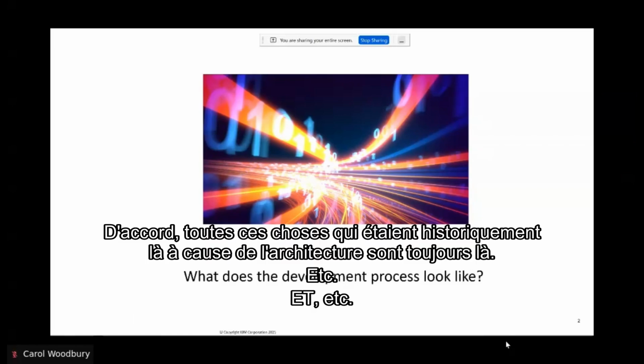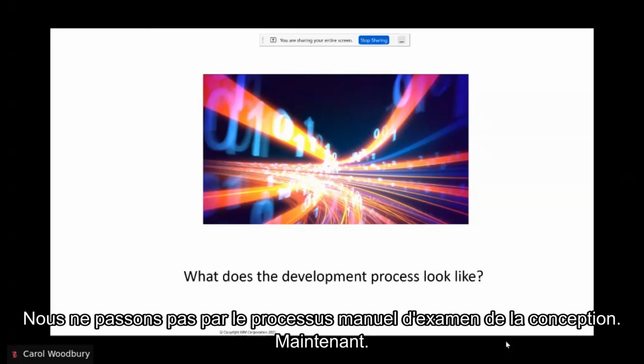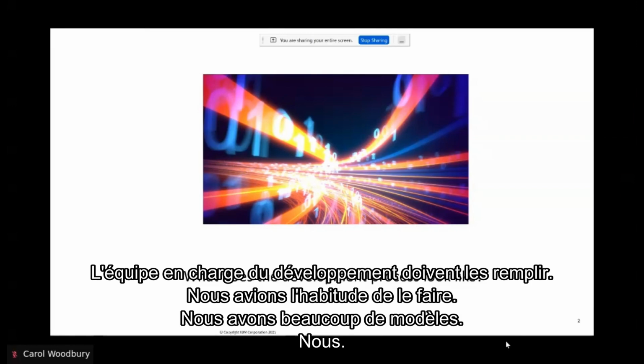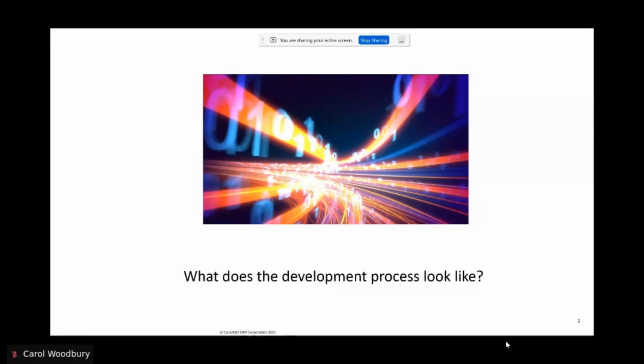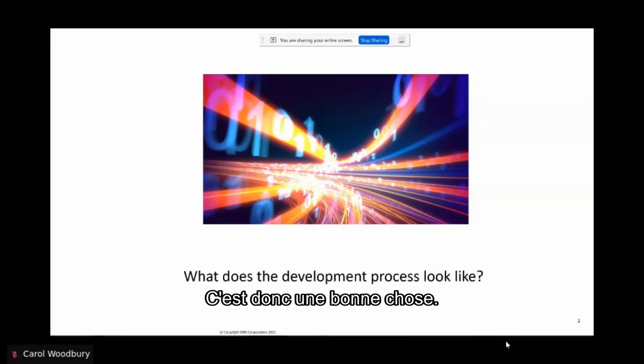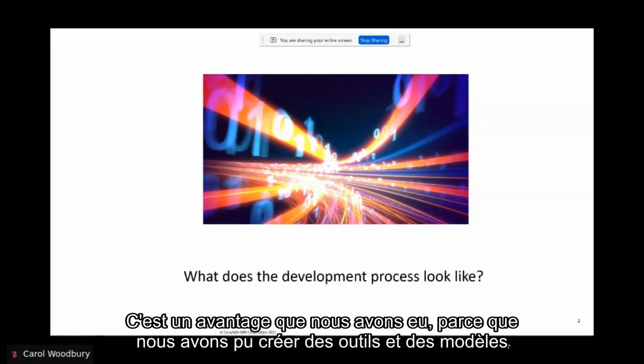Now, we don't go through the manual design review process we used to go through. We have a lot of templates people have to fill out. Things don't even get to the review process unless you have filled out your answers, et cetera. So that's good. That's a benefit that we've had because we've been able to create tools and templates as part of the development process in those, what did you say, 26 years.